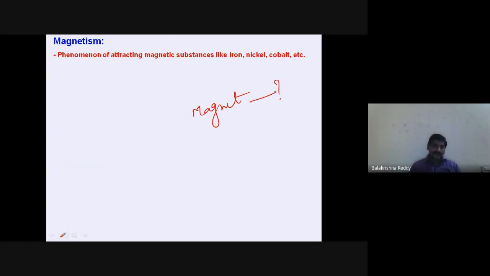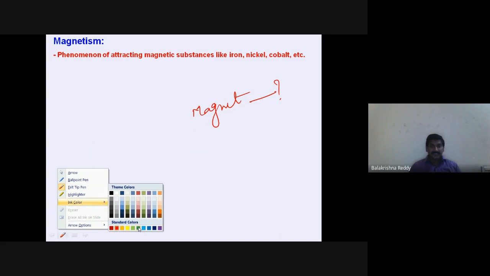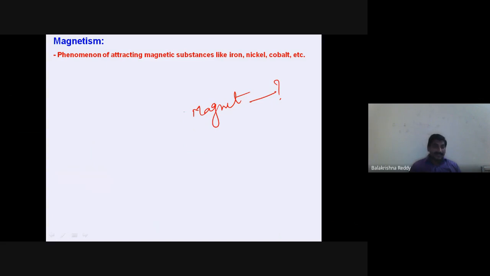A magnet is a substance which attracts materials or some substances. Okay, attraction is fine, and it also has a directive property.